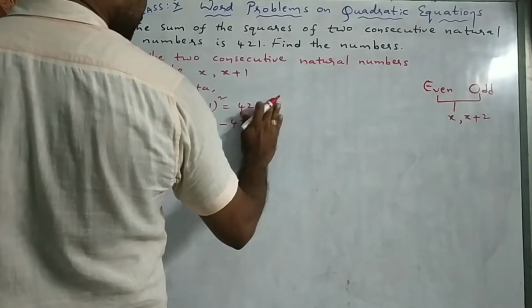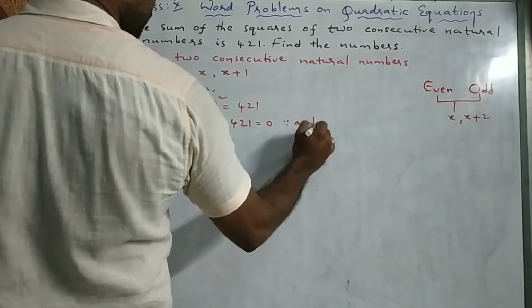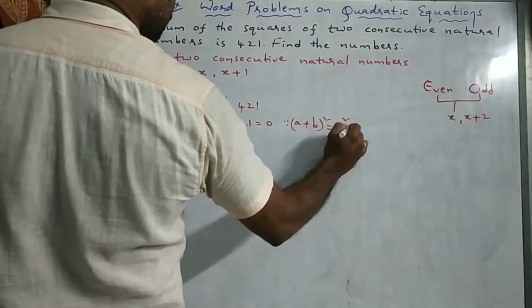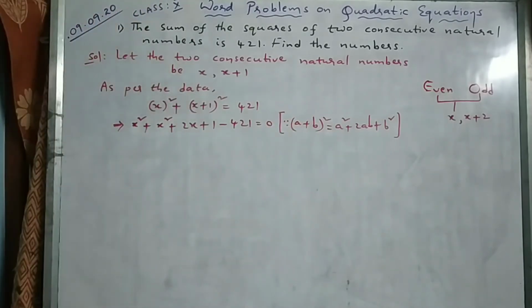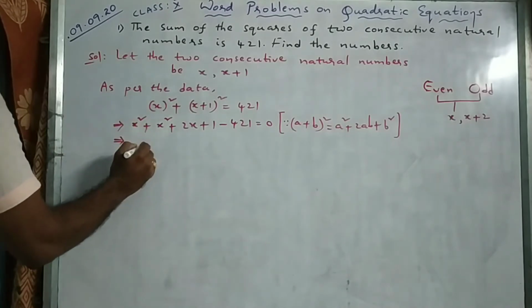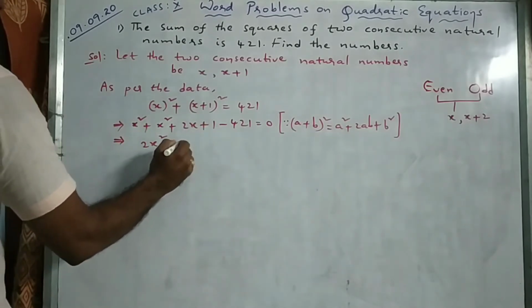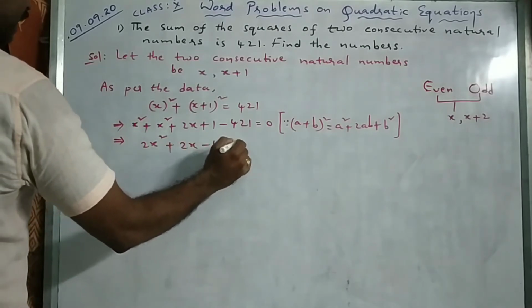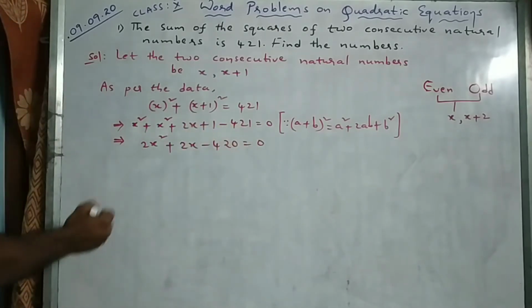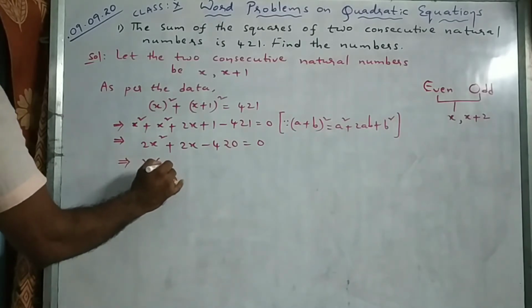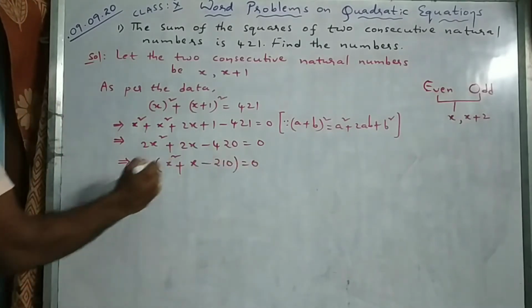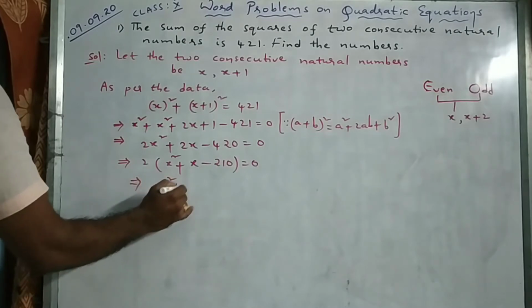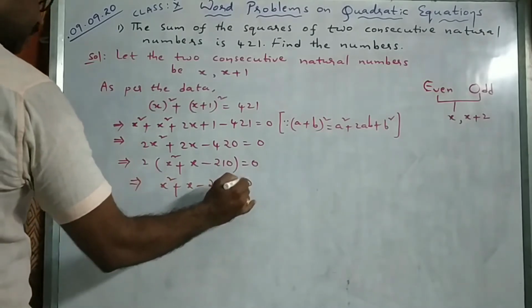What did I write here? a plus b whole square equal to a square plus 2ab plus b square. So x square plus 2x plus 1. What will you get here? x square plus x square, 2x square plus 2x minus 420 is equal to 0, because 421 minus 1. Take 2 common in this. x square plus x minus 210. Send 2 that side. x square plus x minus 210 equal to 0.